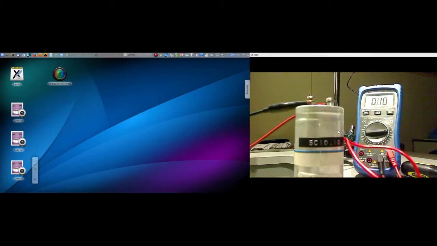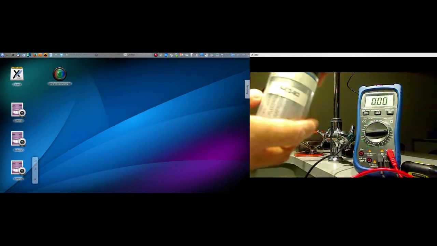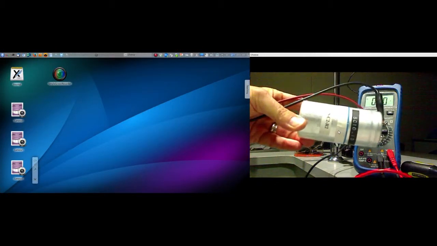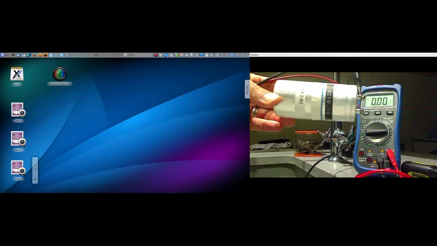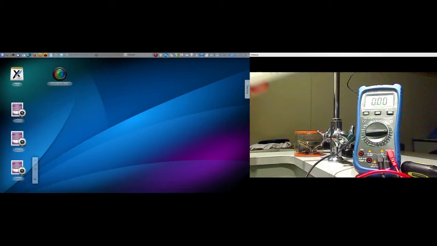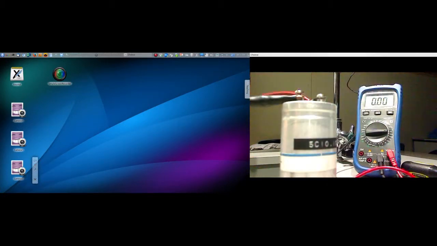Now, I have an electric potential difference, and I have a capacitor. And this capacitor is an extremely, let me see if I can flip this over without losing the thing. It's a 10,000 microfarad capacitor, so it's a 10 millifarad capacitor. I'll come back to farads in a bit, but the farad is the unit of capacitance.